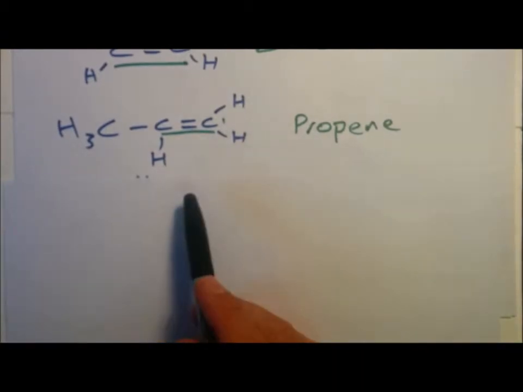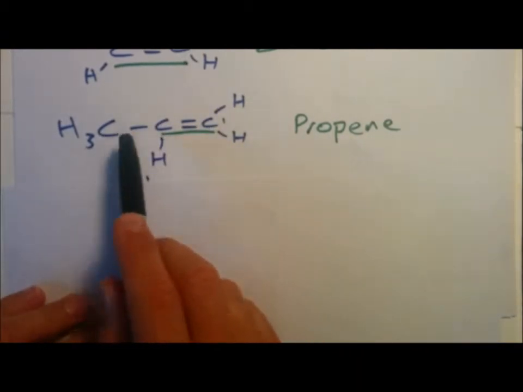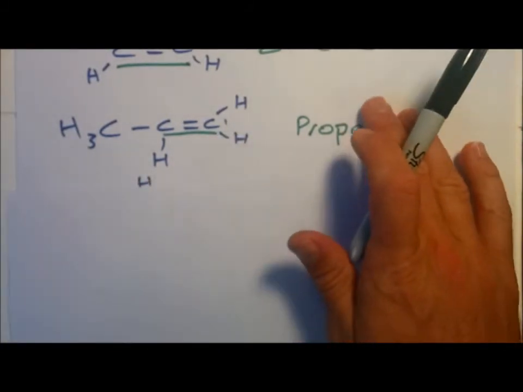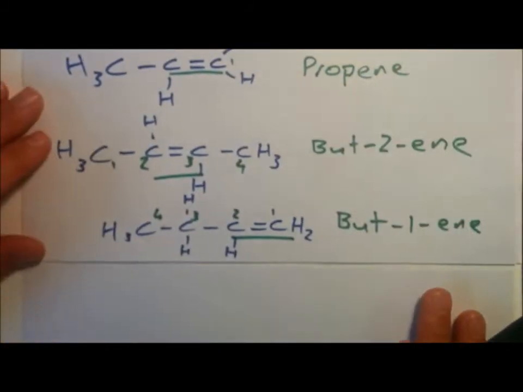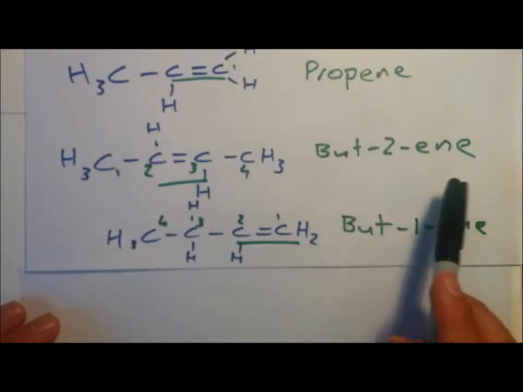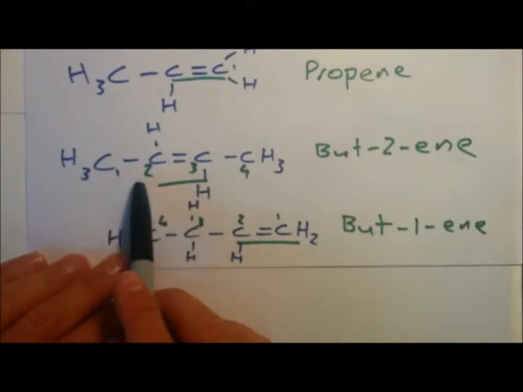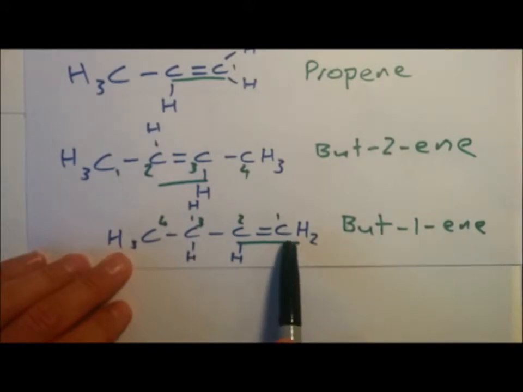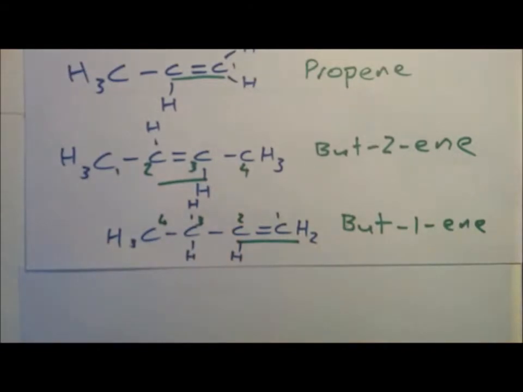Now this one doesn't need a number because no matter how you draw it, the double bond will start on the carbon number 1. However, when you get to butene, you can either have but-2-ene where the double bond starts on the second carbon, or you could have but-1-ene where the double bond starts on the first carbon.